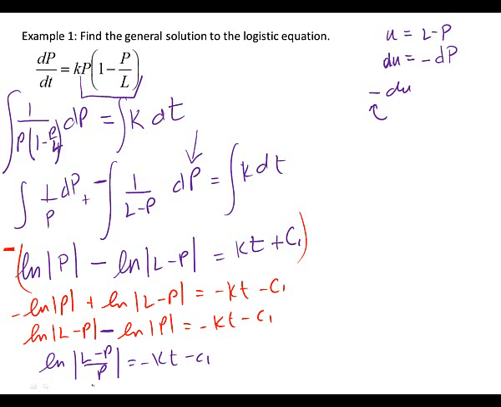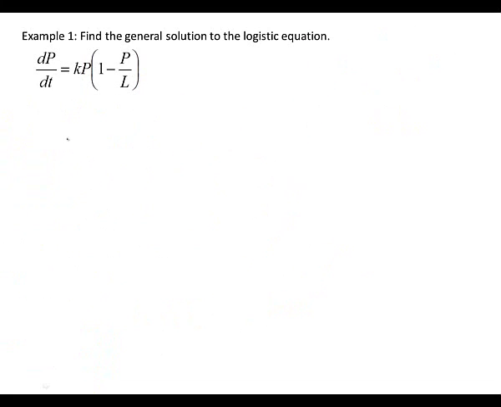Okay, I'm going to another screen. Everybody okay with that? Everybody has this all written? Okay, so I've got to skip down to here. All right, so the next thing I'm going to do is use the e to get rid of my natural log. So I have e to the natural log of the absolute value of L minus P over P equals e to the negative kt plus, it wasn't plus, it was minus c sub 1.